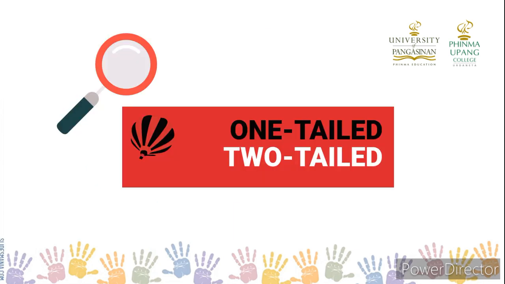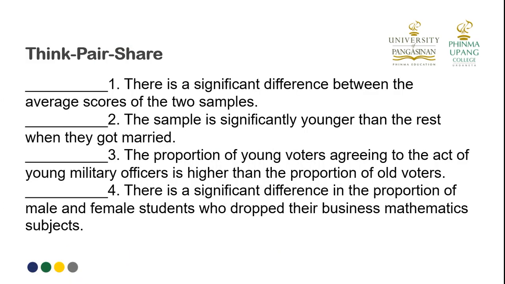Di ba? Ngayon naman, sabihin natin kung one-tailed or two-tailed siya. There is a significant difference between the average scores of two samples. Answer. Yes. One tail, sir. One-tailed siya? There is a significant difference between average scores of the two samples. Answer. Sir Tutel po. Two yan.